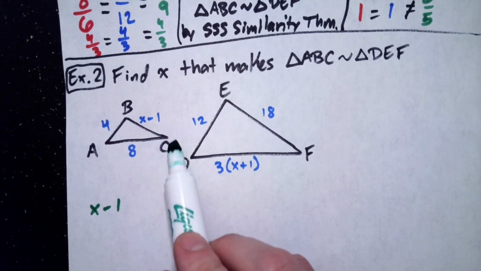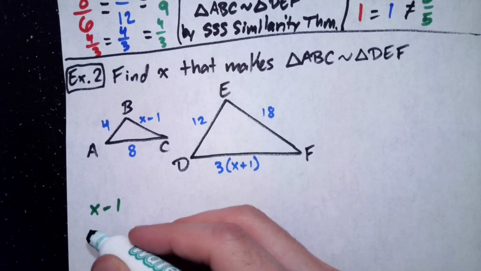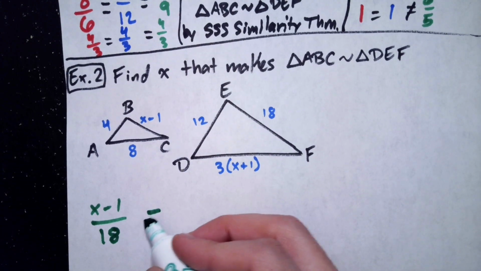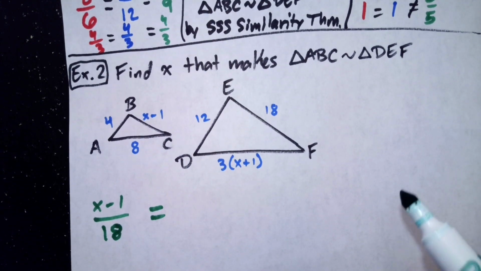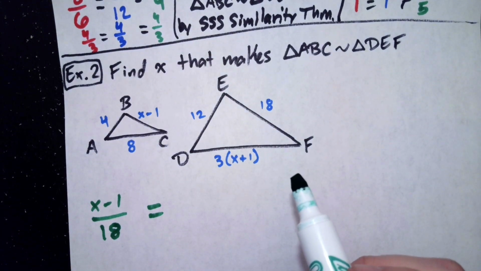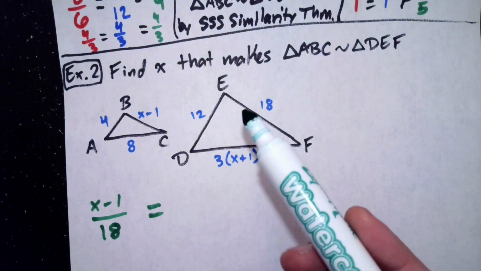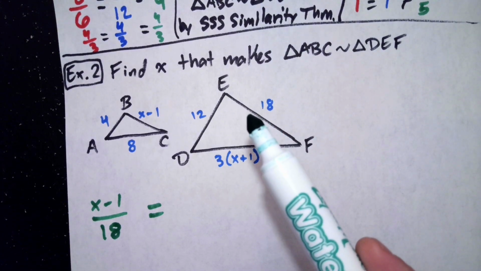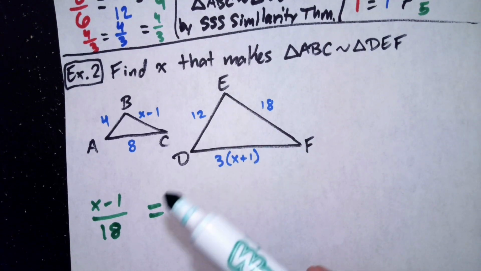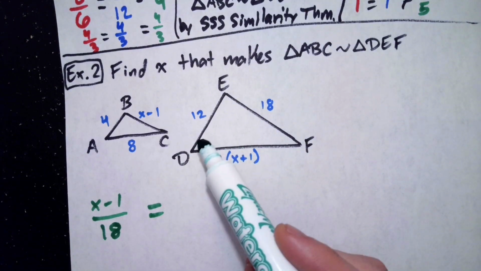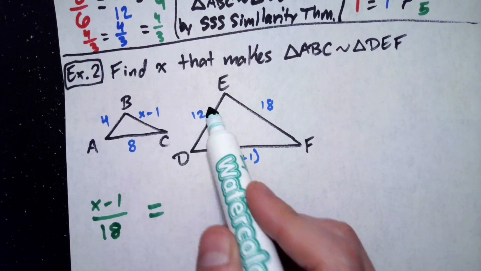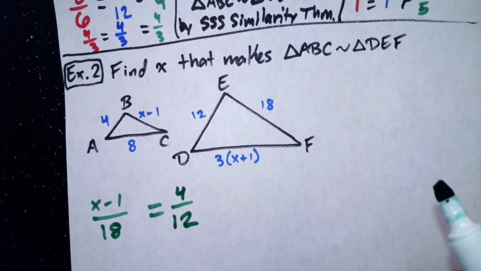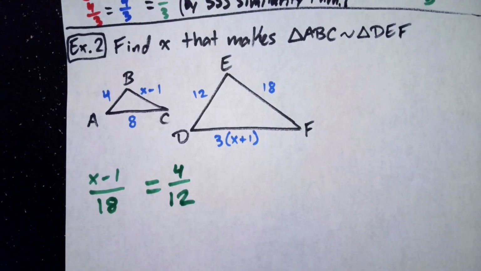And the side that corresponds to BC is going to be EF over here, so we're going to divide that by 18. And then this should be equal to, and now we can use a value of x. Let me see, can we use this one, 8 over x? Yeah, now we're going to use another one. We went from small to big, so we've got to do the same thing, so let me do 4 to 12. Right, so small to big, small to big.